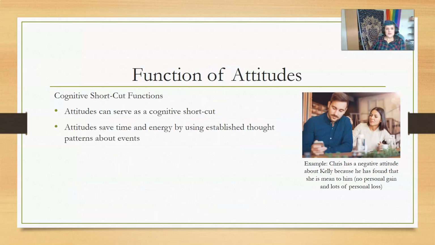This is where cognitive shortcuts come in. Attitudes can serve as a cognitive shortcut. So remember our biases and heuristics. These are also cognitive shortcuts. So attitudes can save time and energy by using established thought patterns about events, helping out us cognitive misers.